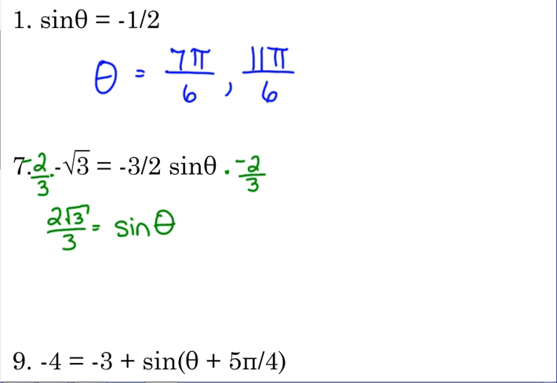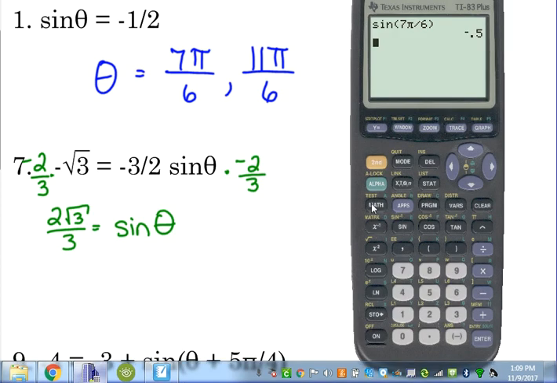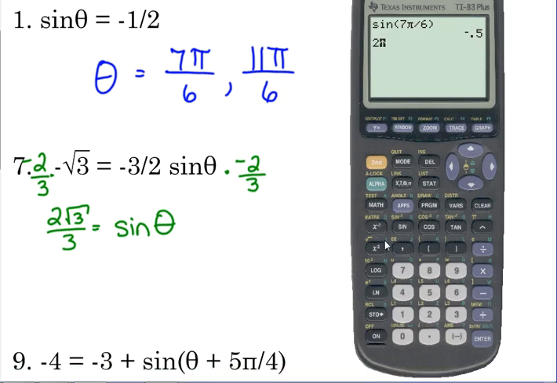Now, does that look like a value we have on the unit circle anywhere? 2 square roots of 3 over 3? What do we have? We got 1/2. We got square root 3 over 2. We got square root 2 over 2. We've got 0. We've got 1. We've got -1. That's about it. Okay? So let's check this really quickly. Let's see what the decimal value of 2 square roots of 3 over 3 is.